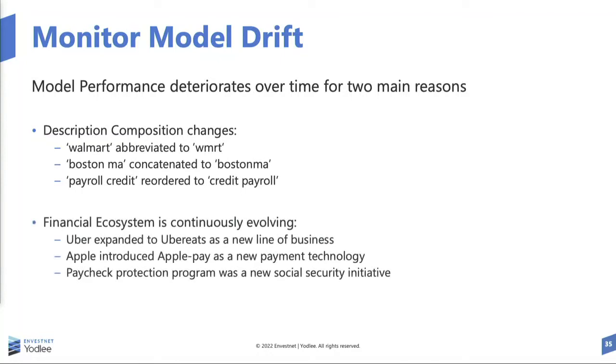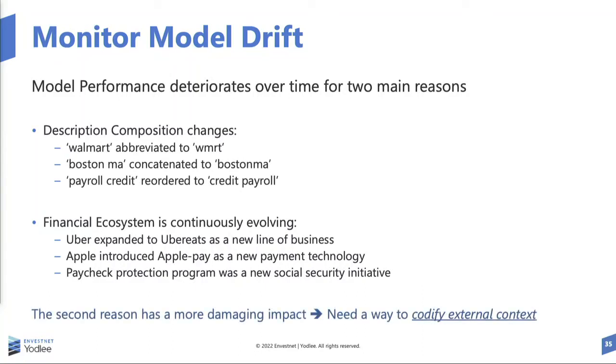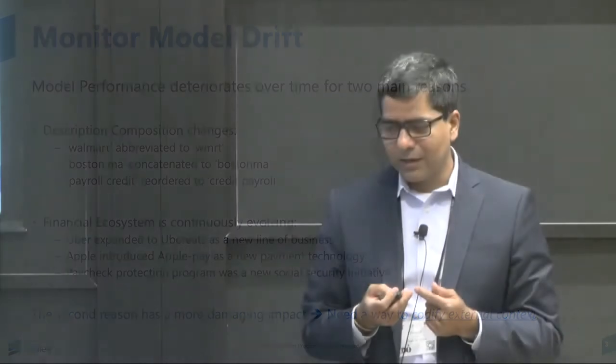The second one is actually a little bit more severe. The financial ecosystem is continuously evolving. When we started this, there was no Uber Eats. The data started flowing in, and nobody calls us and says, hey, a new category is coming in, Uber Eats. So we have to go learn from that. Apple introduced Apple Pay as a payment method, and new payment programs come in. We have to go codify for that.